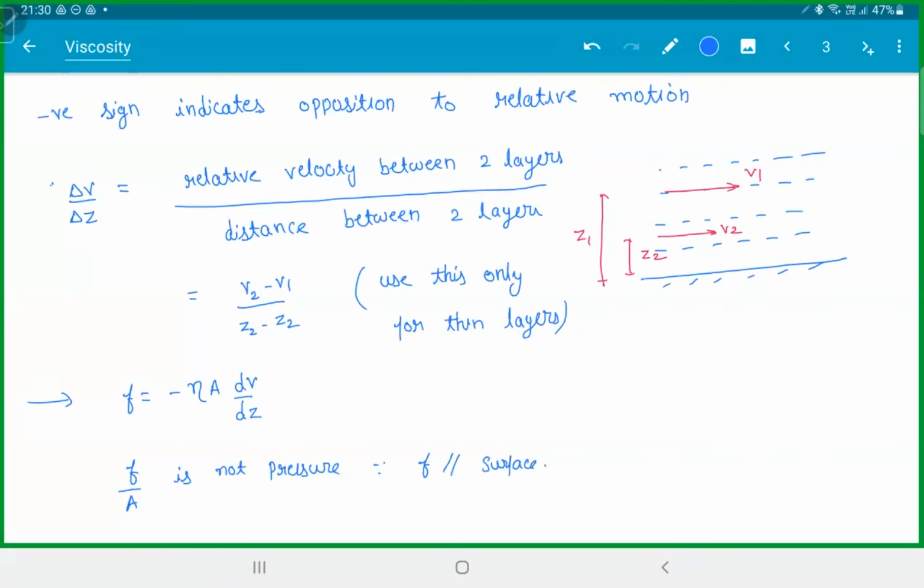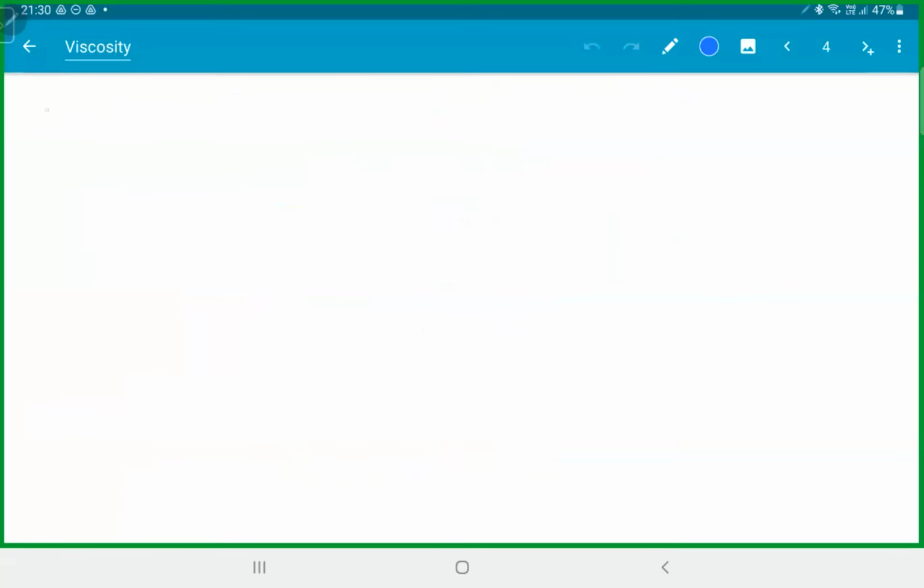Clear, everyone? This is one. Then we have a few more assumptions here. Did you ever observe this thing? When you see a fast moving river, if you see fish inside, you'll observe that no matter how fast the river goes, the fish at the bottom are happily swimming.